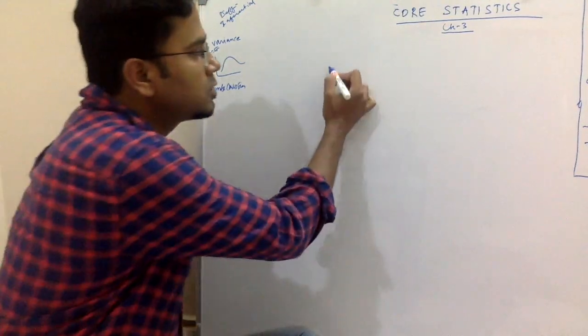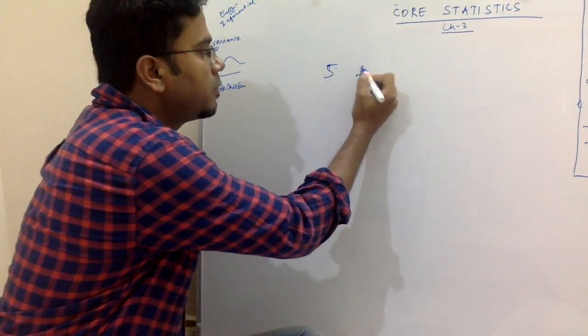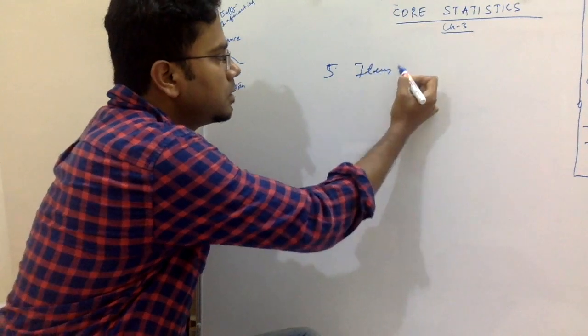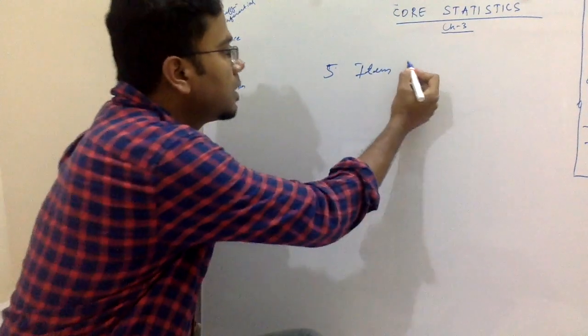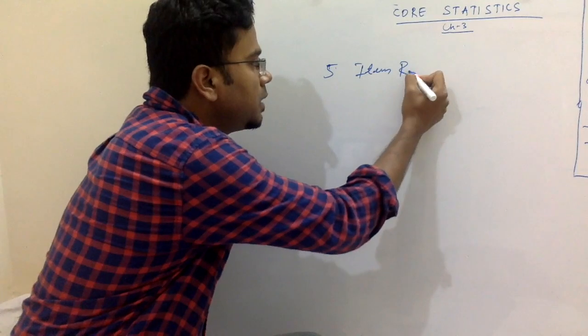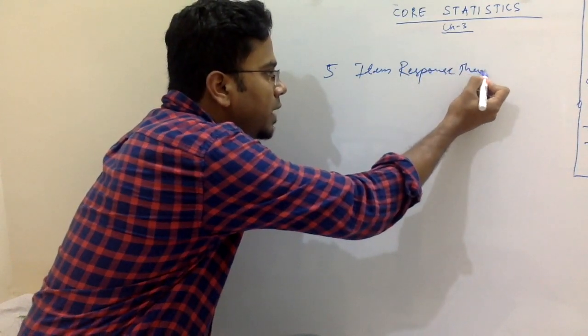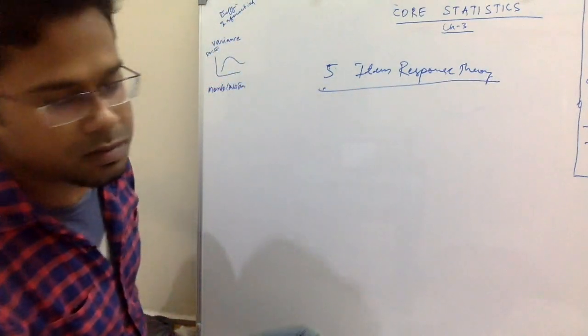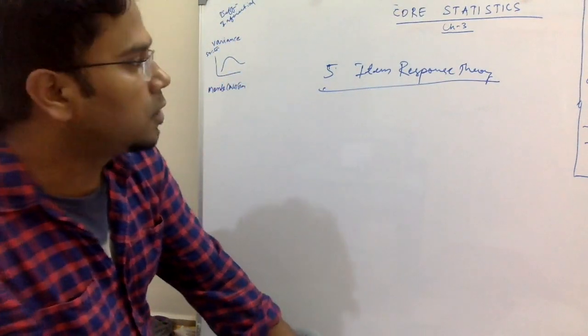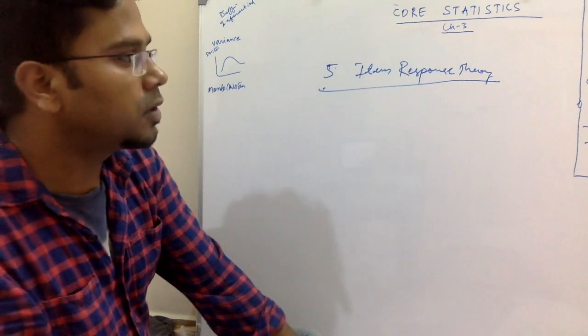Now we come to our last topic, and I know it's getting late, but I will not keep you very late now. It would be item response theory. I don't know why they have added this at random in the syllabus, because it just seems out of place. But still, I will tell you because it's written.